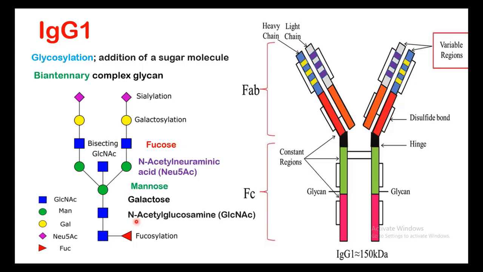Now, if you look at these terminologies, fucosylation is the addition of a fucose, galactosylation is the addition of galactose, and sialylation is the addition of the N-acetyl neuraminic acid. Now, where does this biantennary complex bind in the immunoglobulin G1 molecule? It usually binds to the second constant region of the heavy chain of immunoglobulin G1. So, you can expect the binding at this particular position over here.